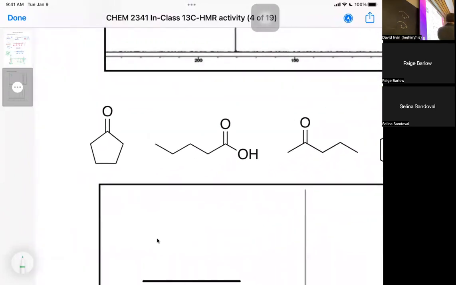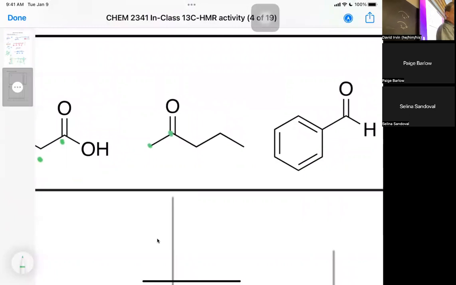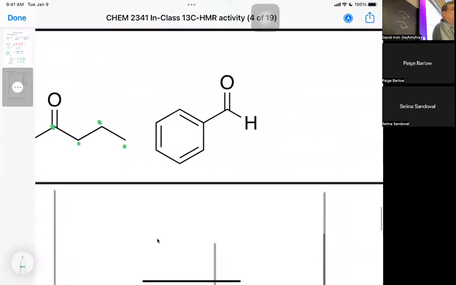On the first one, how many signals do we have? We have 5 in the ring. 1 signal, 2 signals, 3 signals. So can it be this compound? We have 5 signals in our spectrum, so it can't be that one. All right, let's look at this one. 1 signal, 2 signal, 3 signal, 4 signal, 5 signal, because carbonyl counts. All right. Go to the next one. 1 signal, 2 signal, 3 signal, 4 signal, 5 signal. Okay. This one's going to be hard. 1 signal, 2 signal. These are probably the same, 3 signal. These are probably the same, 4 signal, 5 signal.